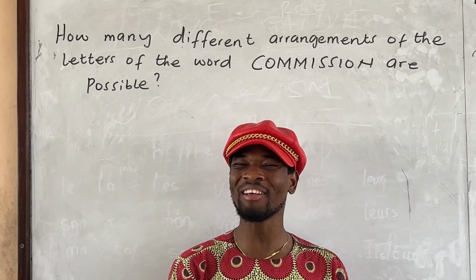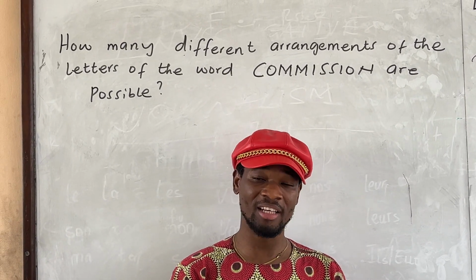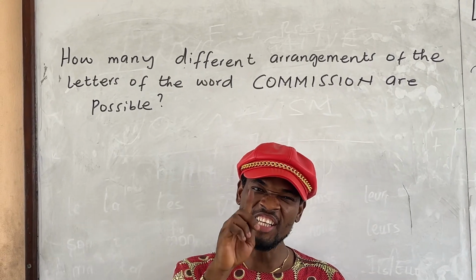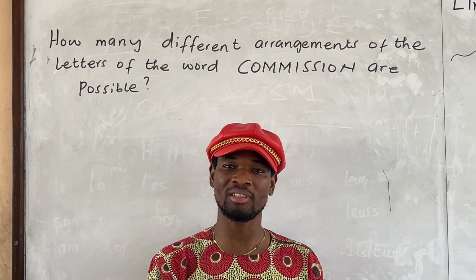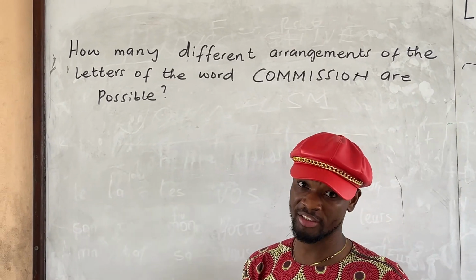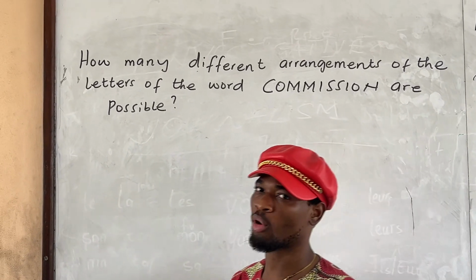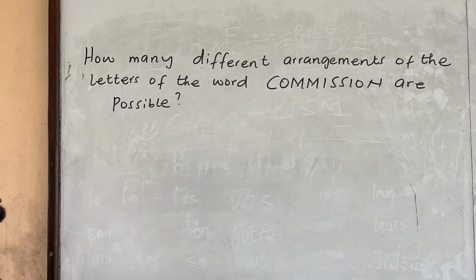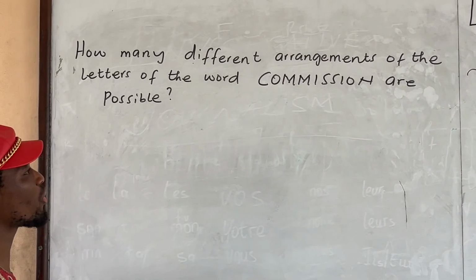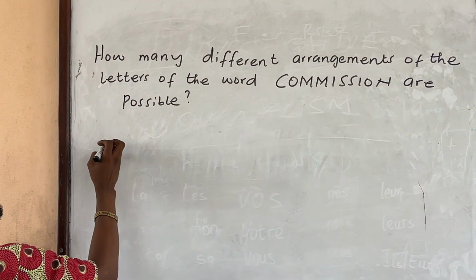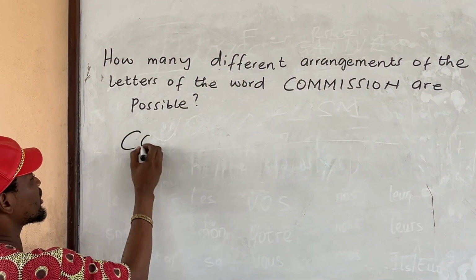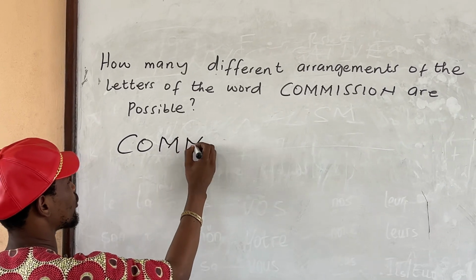If you are new here, visit my previous lecture videos on linear permutation of similar objects before watching this video. Let's go straight to the point. How many different arrangements of the letters of the word permutation are possible? So here I have permutation, right? Permutation this way.